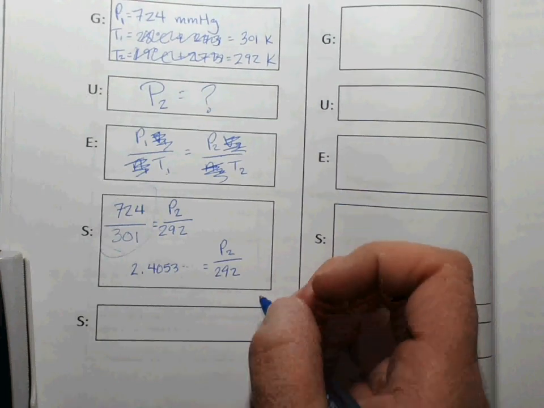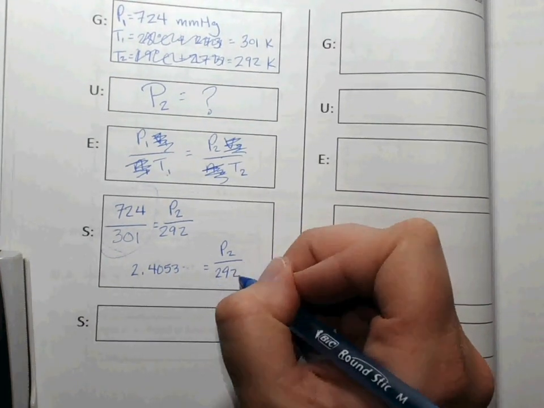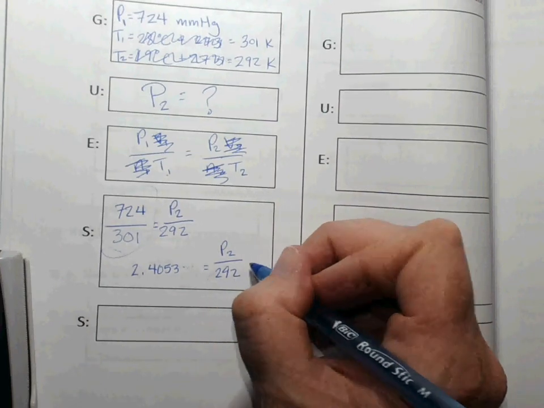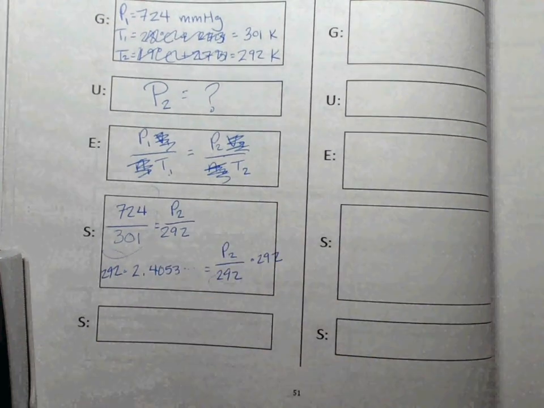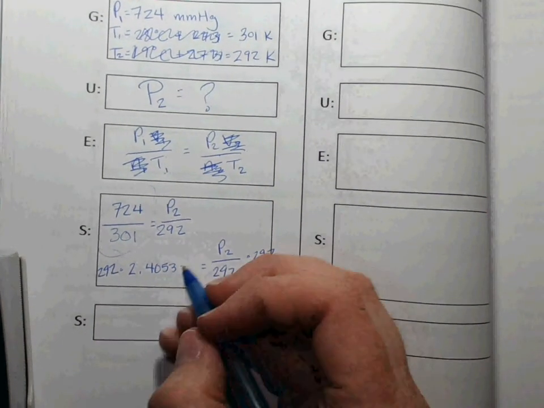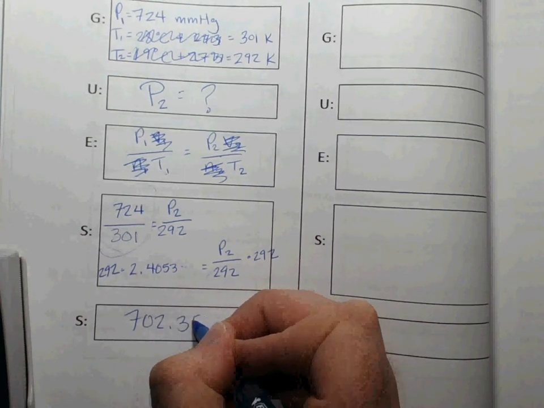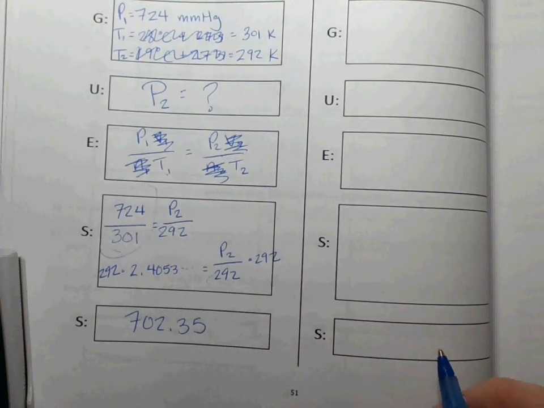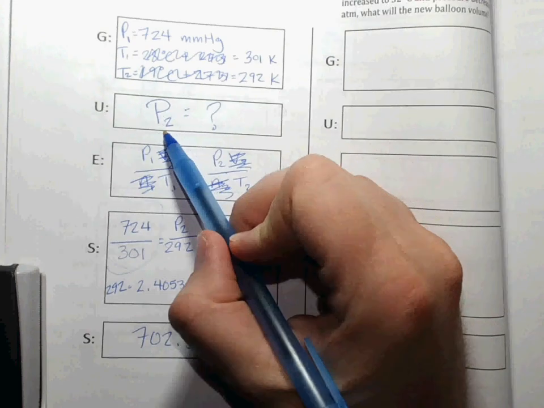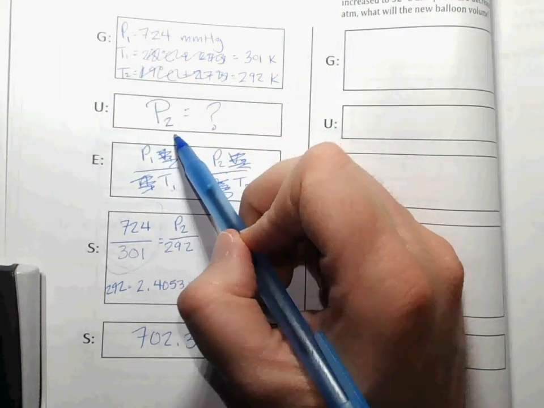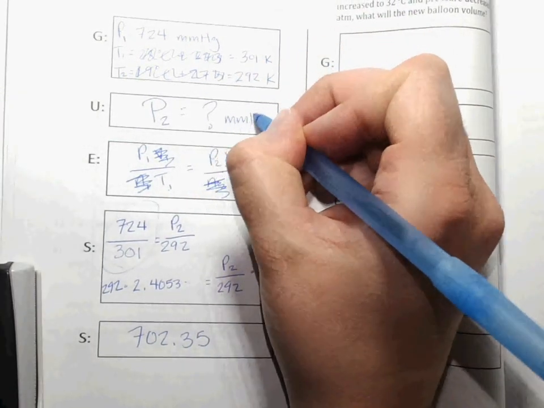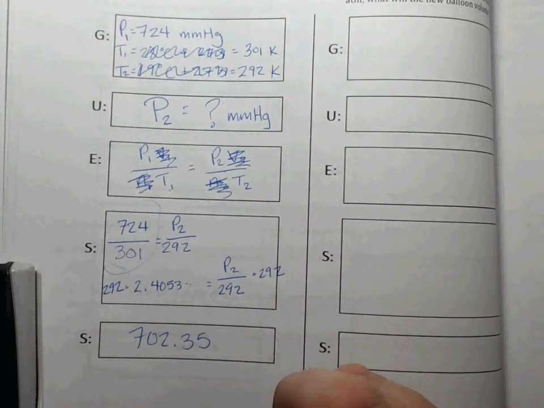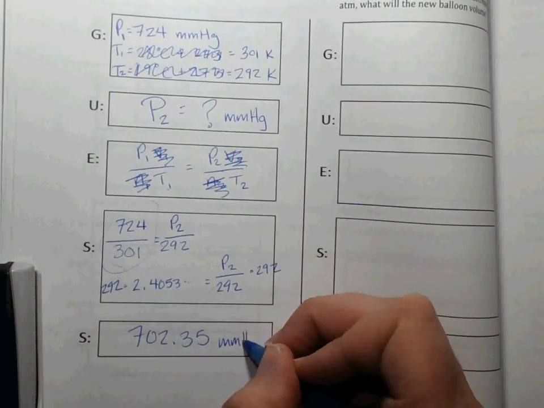And then to isolate P2, I just have to move the 292 over. Right now it's being divided. I need to do the opposite, which would be to multiply it on both sides. Multiply by 292 on both sides, which will get me 702.35 for my answer. And if you notice we didn't pick any units earlier, we should probably go back and do that. Remember, your 2's and 1's have to match units all the time, so if P2 needs to match P1 and P1 was mmHg, then P2 must be mmHg, which means my answer must be mmHg.